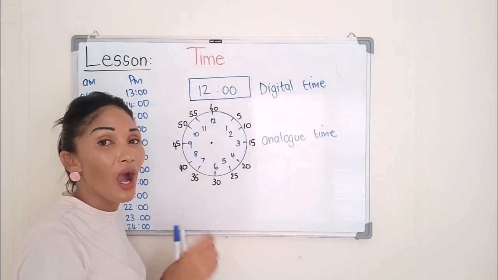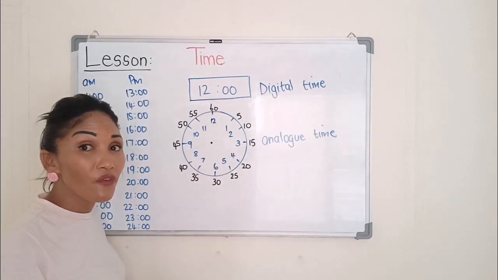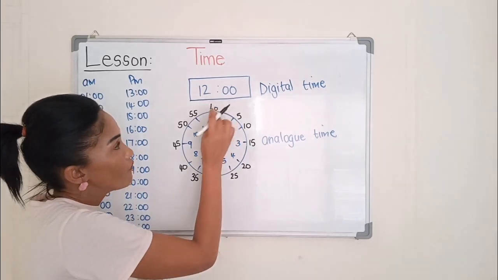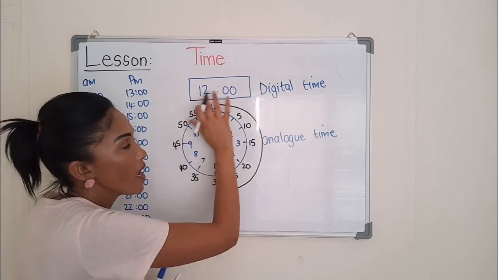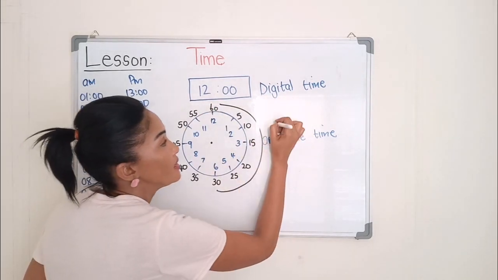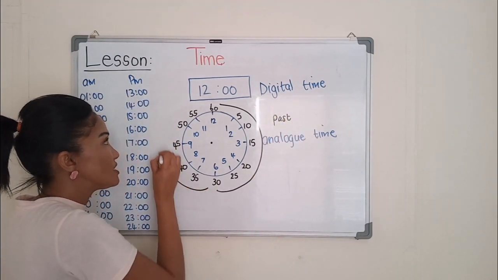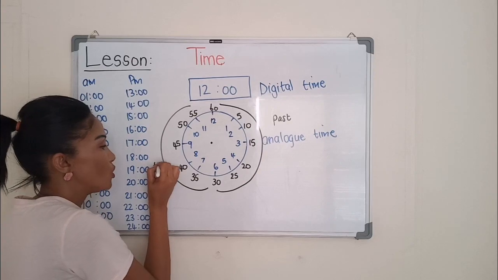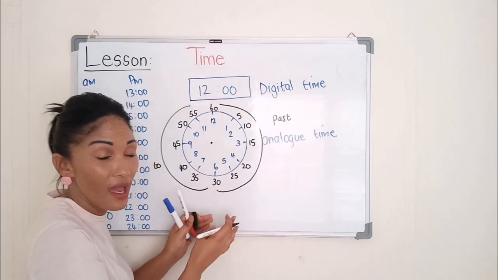To identify our minutes and our hours by using past and to. How do we find out what is past and to? From the 12 to the 6, all the numbers on the side, all our minutes on the side is past. All our minutes on this side means to. So this means to the hour, that means past the hour.